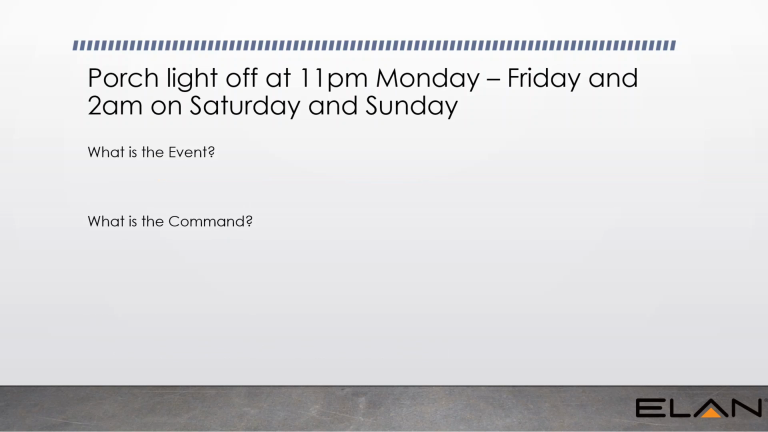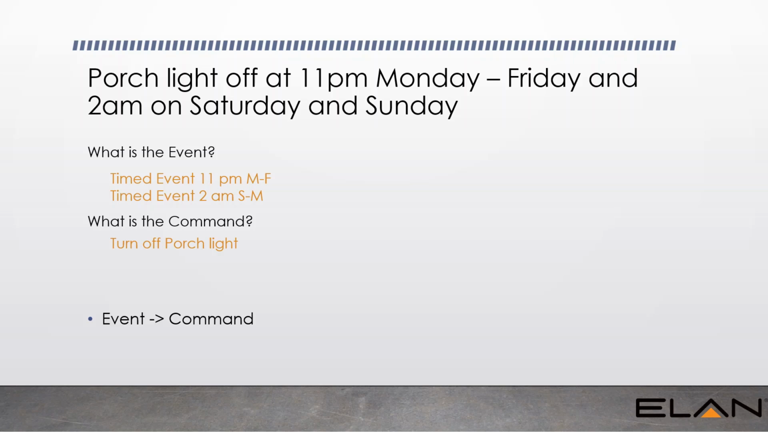Well, if we turn it on, we have to turn it off. So we combined these two event maps into one: porch light off at 11 p.m. Monday through Friday, and off at 2 a.m. on Saturday and Sunday. What is the event? Well, we're going to have two timed events here. One that happens at 11 p.m. Monday and Friday, and one that happens at 2 a.m. Sunday and Monday. What is the command? Turn off the porch light.